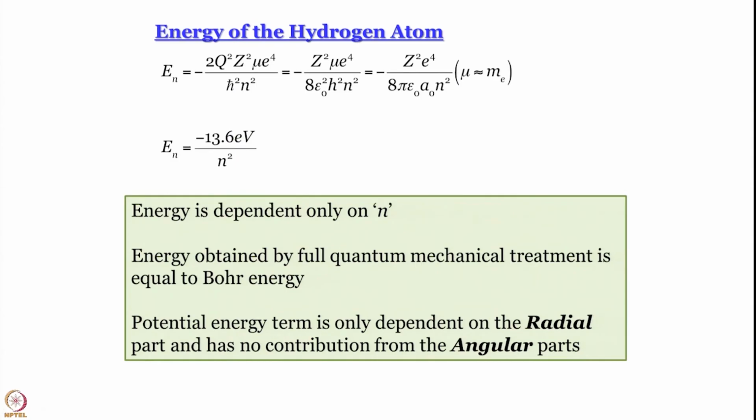L comes in only when you have more than one electron and you have phenomena like screening, shielding, and so forth. So, the only thing that is there is the radial part. The radial part is the only part that makes a contribution to total energy.